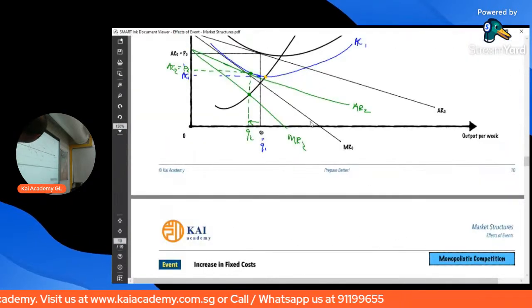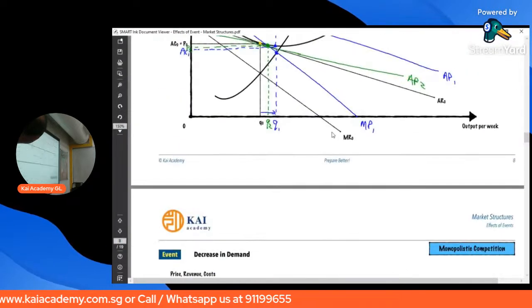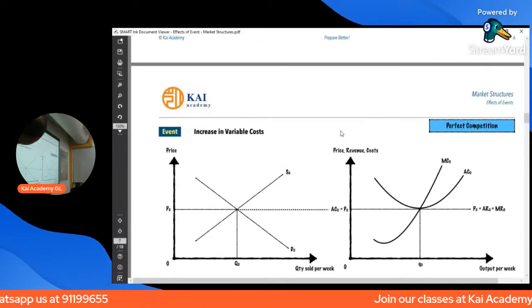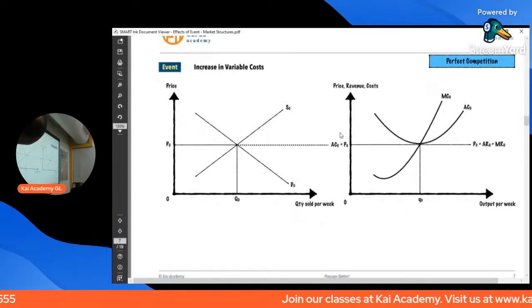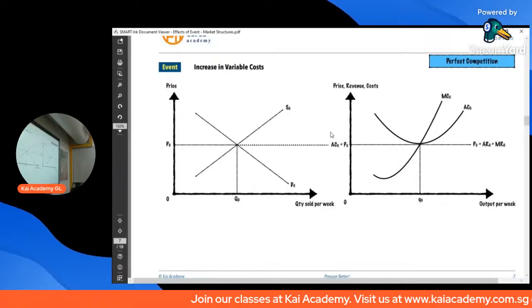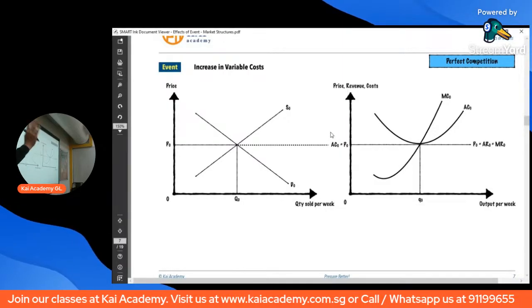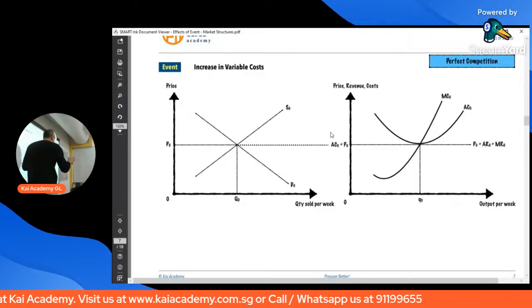Okay, so now let's go to perfect competition again. This time we play with variable costs. So which one will you play with? Increase. Let's do increase this time, right? Let's do increase in variable costs. Now, this one is very troublesome, huh? Very, very troublesome. What is changing now?